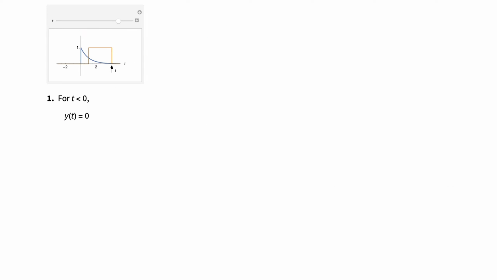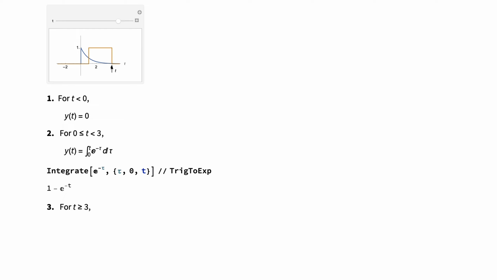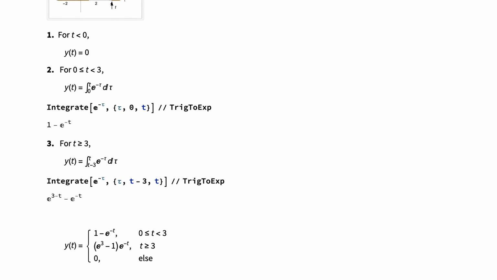For t less than 0, the output is simply 0. For t between 0 and 3, the convolution is the integral shown here, taken from 0 to t, which can be computed using the Wolfram language. And for the interval t greater than or equal to 3, the convolution will be this value shown here. The output y of t for any value t will be given using this complete expression.